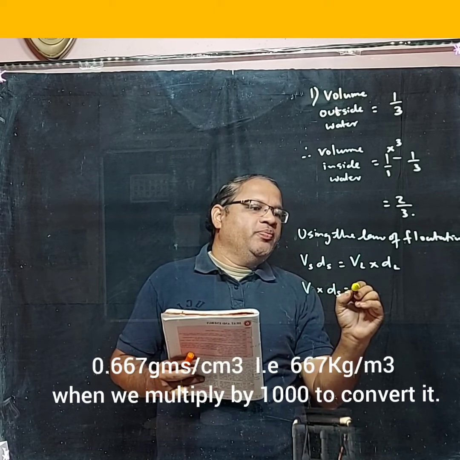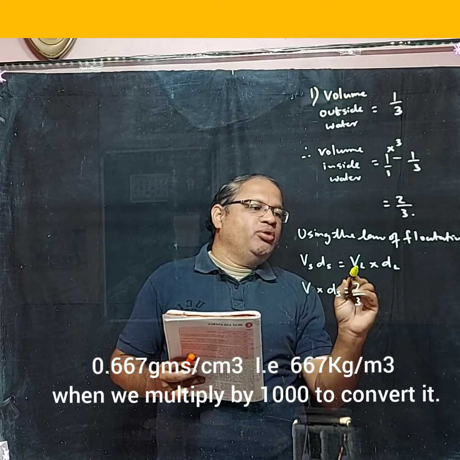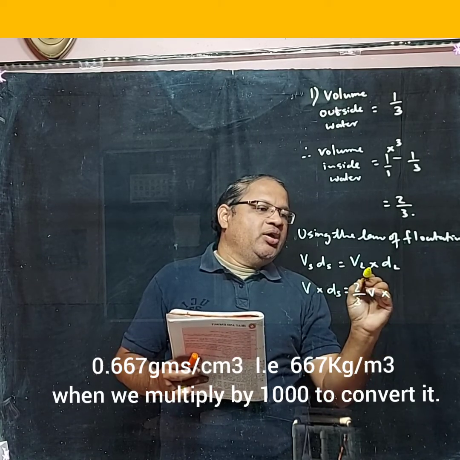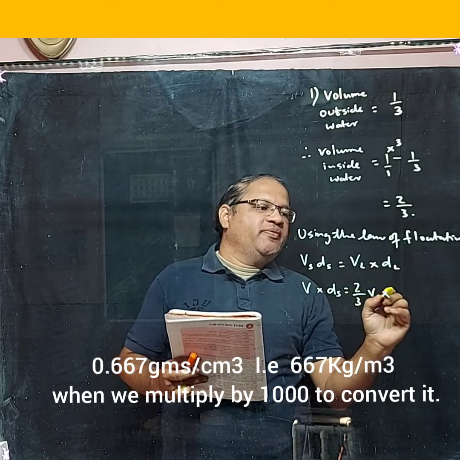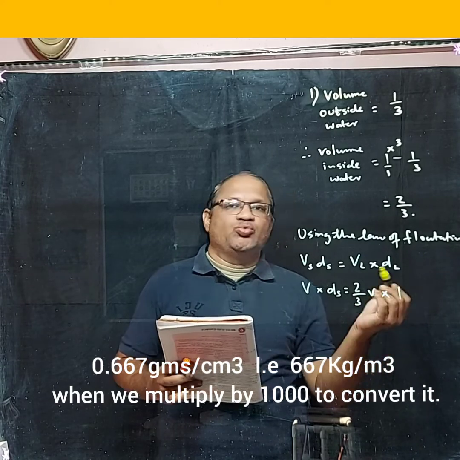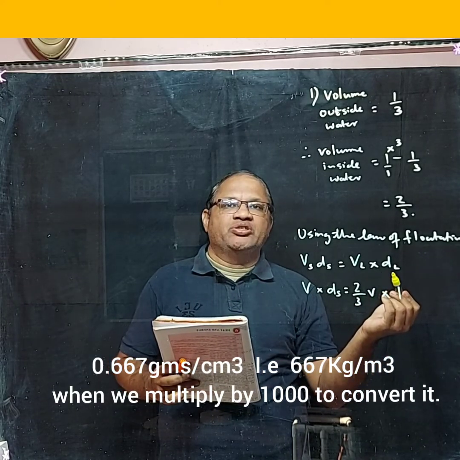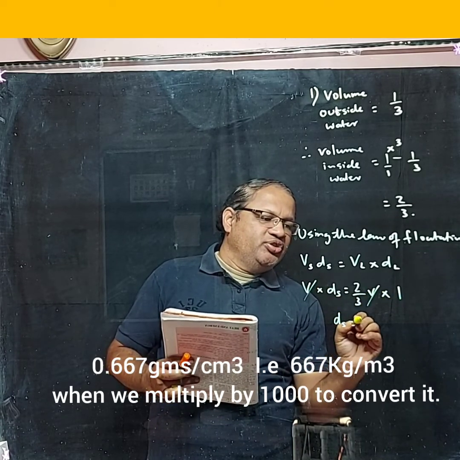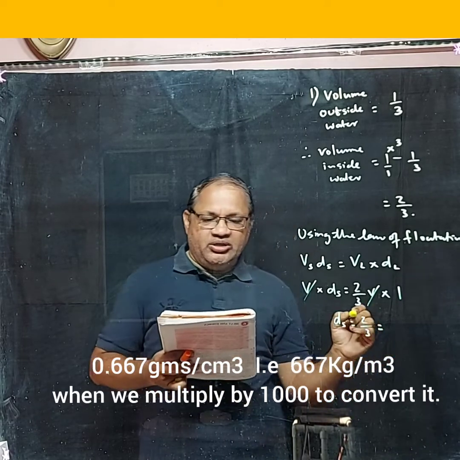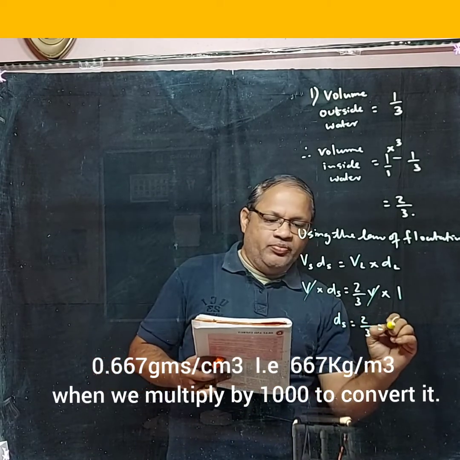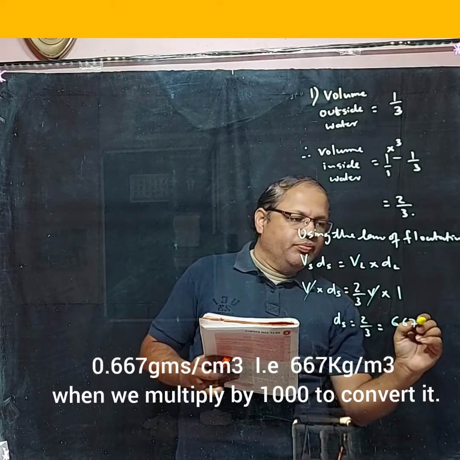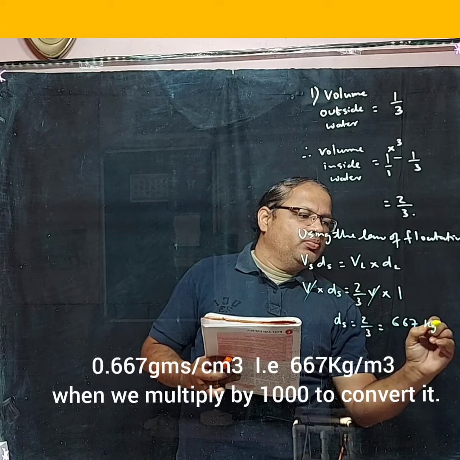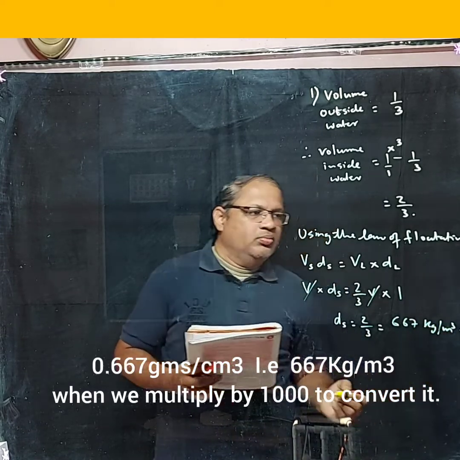Volume of liquid is 2 by 3 of the volume of solid, that is 2 by 3 V, and density of liquid you can take as 1, that is water, density of water in gram per centimeter cube. So both these V get cancelled. Density of solid is 2 by 3, that is coming to 0.667, that is 667 kg per meter cube.